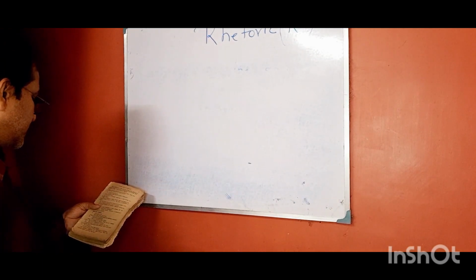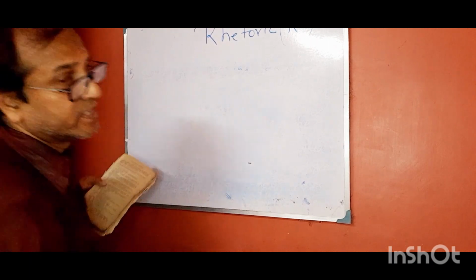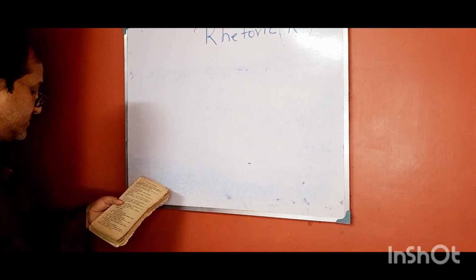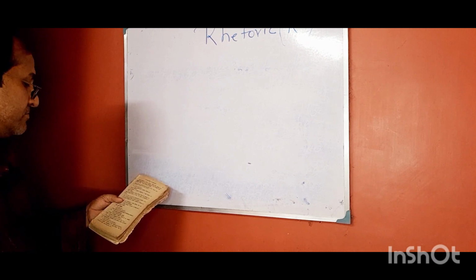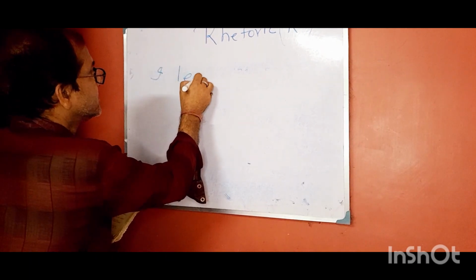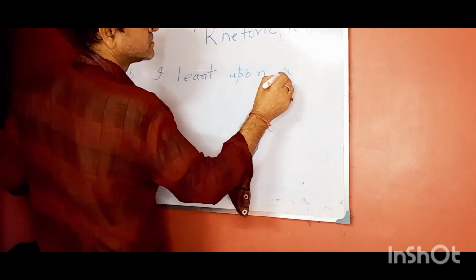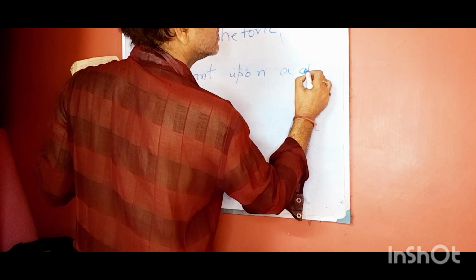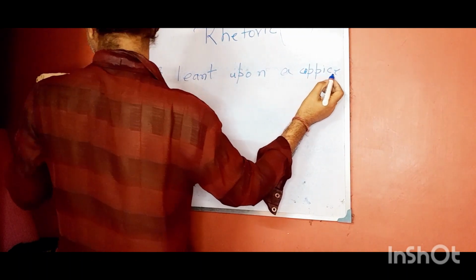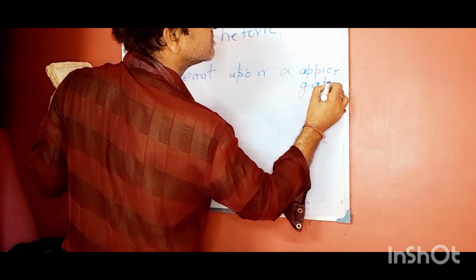I am furnishing an example from Thomas Hardy's poem: I leant upon a coppice gate. Can you see it? Coppice gate. Okay.